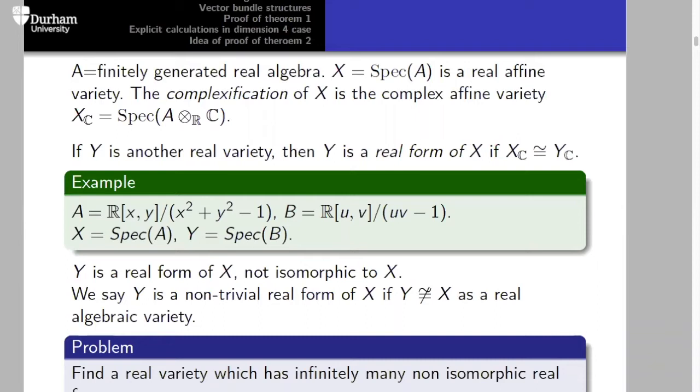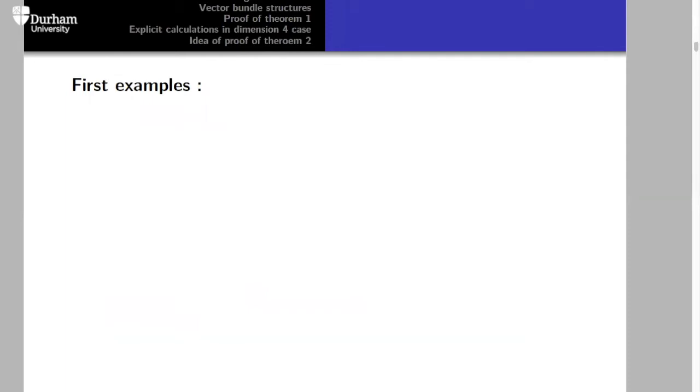Until recently, no such example was known. There are many examples where there are finitely many different real forms, but finding the case with infinitely many non-isomorphic real forms has been an open problem for a long time. And so I will start by telling you the story of the first examples that solved this problem.